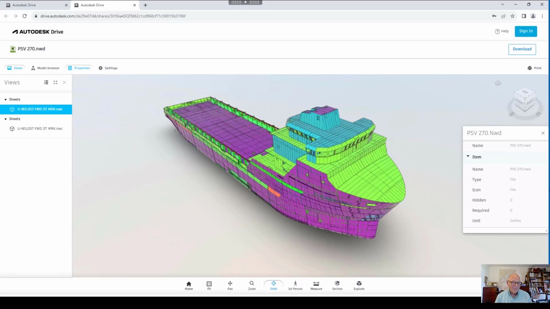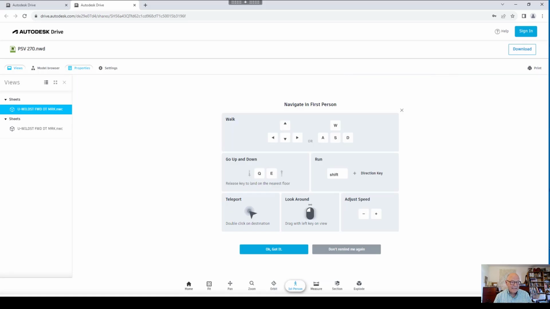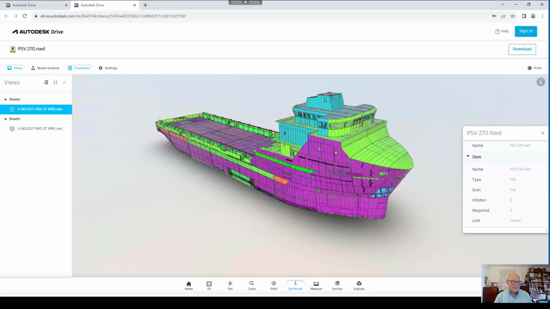Again, if you put the left button on your mouse down, you can also do an orbit. So you don't really need those tools with most mice. What you can do in first person gives you some of the tools when you pick it: Teleport and Look Around. Those are the two things you're likely to use.